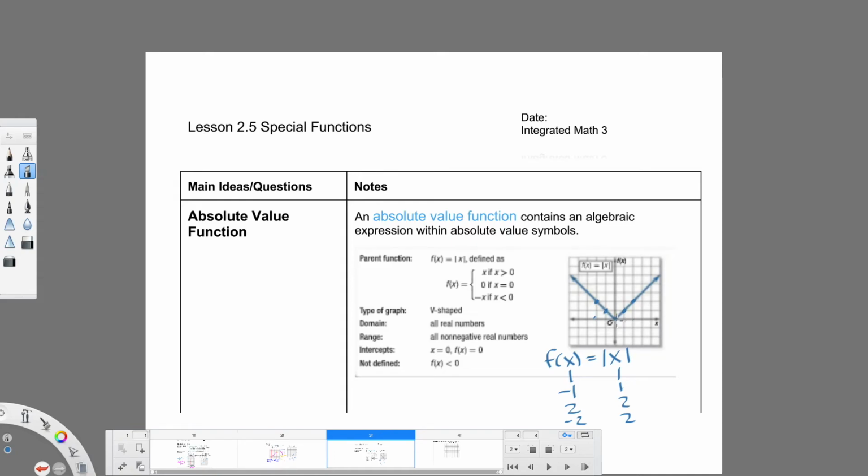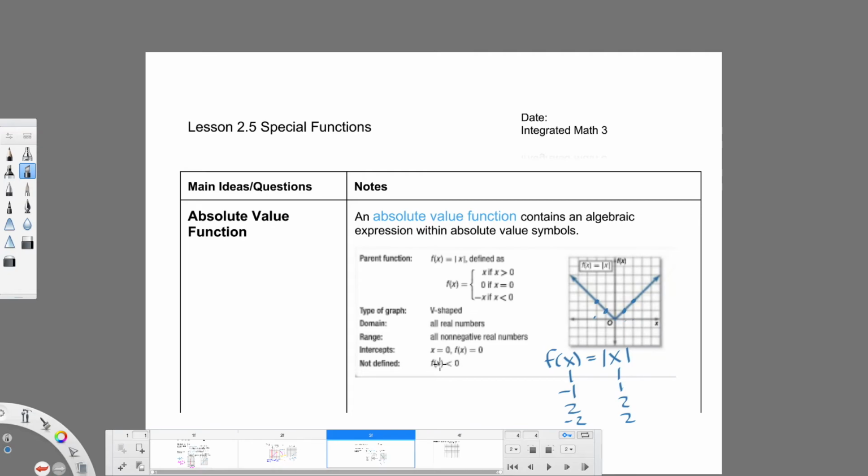The x-intercept in this case would be 0 because that's the only place it touches the x-axis. And it's not defined for anything below 0 because it's an absolute value. So it shouldn't be below 0 in this case for f of x.